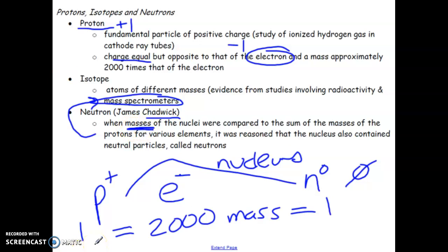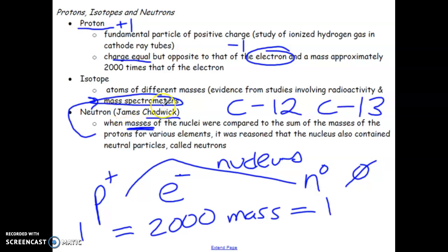So for example, I can have a carbon atom that has an atomic mass of 12, or a carbon atom that has an atomic mass of 13. Now those carbons are exactly the same. The only difference is the 13 is a little bit heavier because it has one additional neutron. Okay, so just comparing different sizes of the same element.